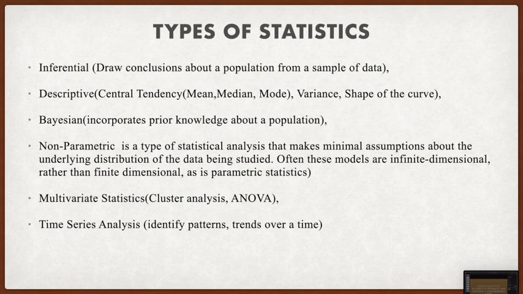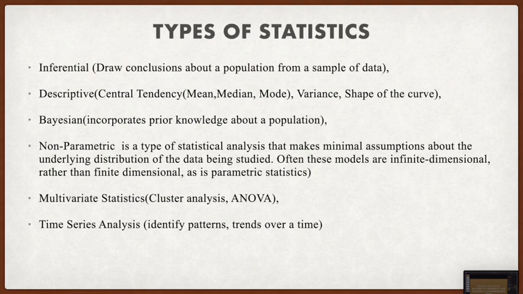And Bayesian statistics incorporates prior knowledge about a population. So what is the probability that, based on one event, the other event is going to occur? If that knowledge is incorporated, then it is known as Bayesian statistics. And non-parametric statistics: non-parametric is a type of statistical analysis that makes minimal assumptions about the underlying distribution of data. Usually the data will be considered as a normal distribution. In most cases we come across a bell-shaped curve, so that is normal distribution. Often these models are infinite dimensional rather than finite dimensional, as is parametric statistics.